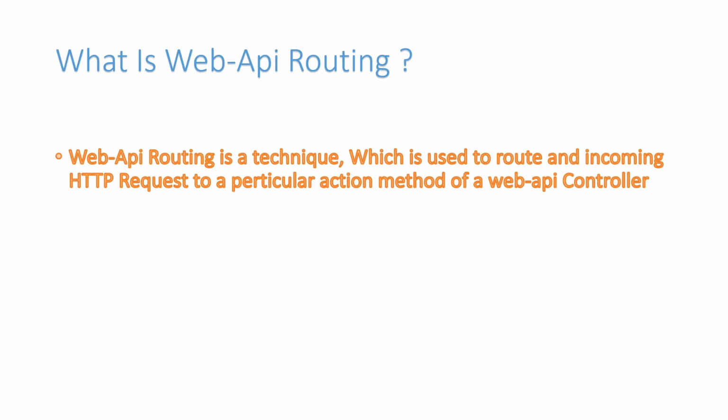And if you're wondering what an action method is, I have explained it in my earlier video, video number 5, how to configure web API. In that video I have explained what a web API action method is. Please go ahead and look at that and come back to this video. So these are the types of web API routing: one is conventional routing and the second one is attribute routing.